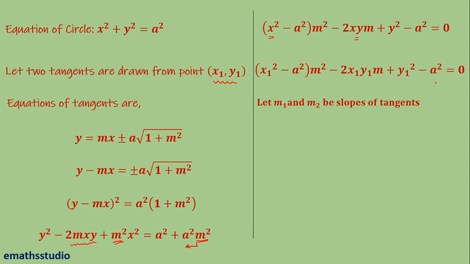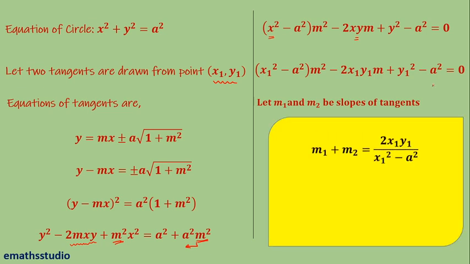Then according to the formula of quadratic equation, m1 plus m2 can be written as 2x1 y1 upon x1 square minus a square. And m1 into m2 can be written as y1 square minus a square upon x1 square minus a square. This is the formula for sum of roots and product of roots for a quadratic equation. Now I expect you to remember these formulae for solving the problems in circle which are based on locus of a point from which tangents are drawn to circle.